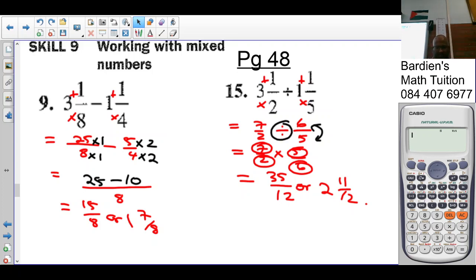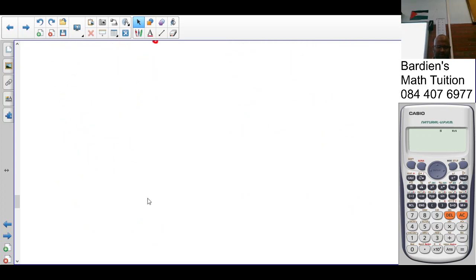Okay. So that brings us now to skill 12. Expressing quantities as fractions of each other. And this is page 35. Were there any problems with skill 10? Skill 11? The answers were coming through strong, that's why I didn't worry about answering with regards to skill 10 and 11.